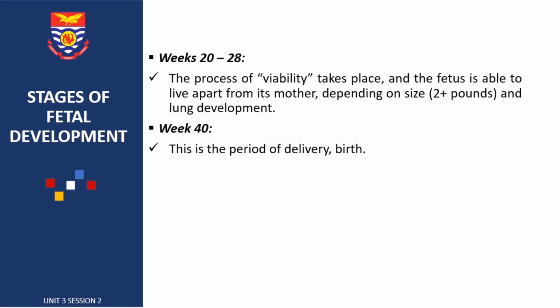Weeks 20 to 28, the process of viability takes place, and the fetus is able to live apart from its mother, depending on the size. Say 2+ pounds, and lung development also takes place. Now, week 40, this is a period of delivery and birth. This means that after fertilization has taken place in the womb or the uterus, it goes through several stages.